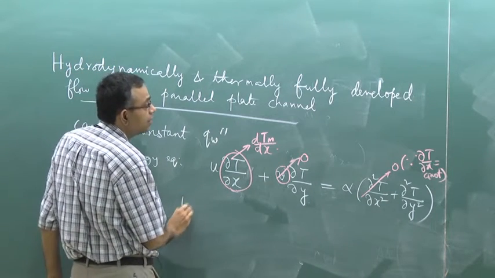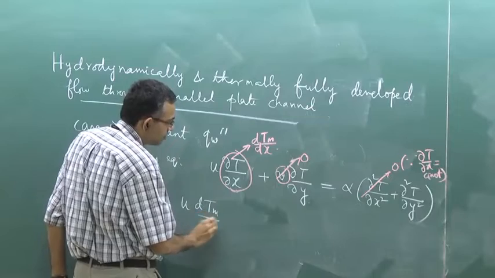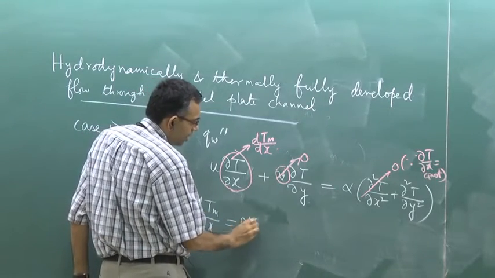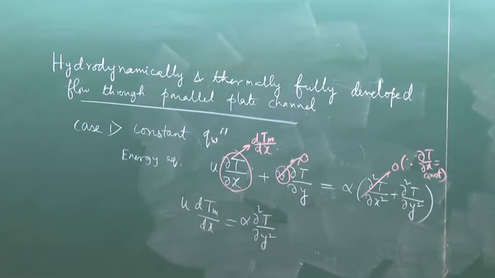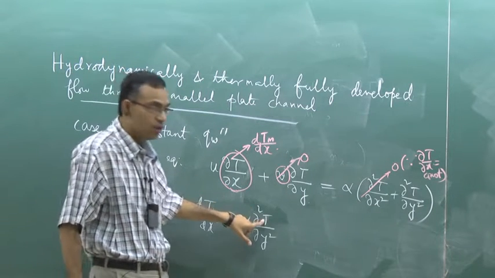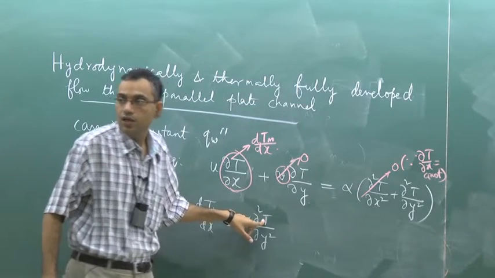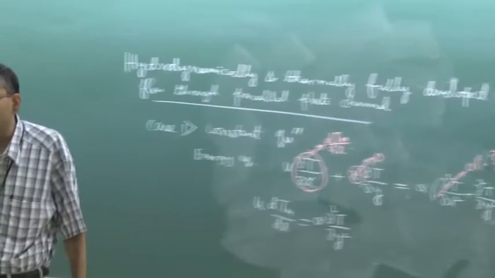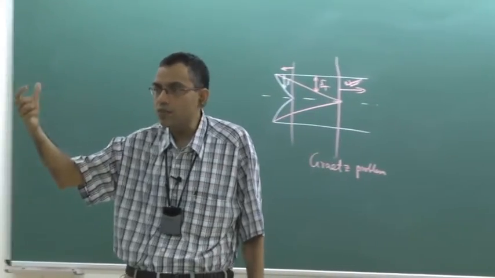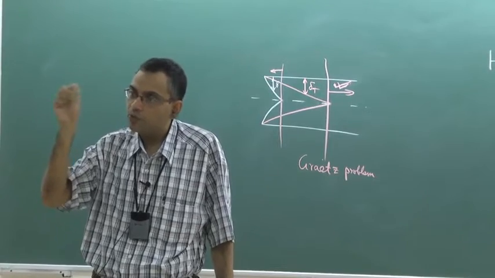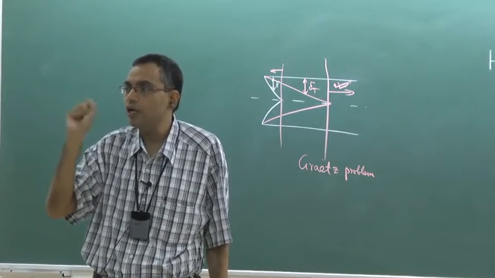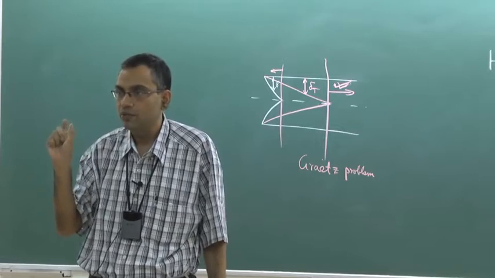So you can write u dTm/dx is equal to alpha ∂²T/∂y². Now we will change these variables from T to theta, the non-dimensional temperature, which does not vary with x anymore for thermally fully developed flow. Why do we want to change the variable? Because T is a function of both x and y, but for thermally fully developed flow theta is only a function of y but not a function of x.